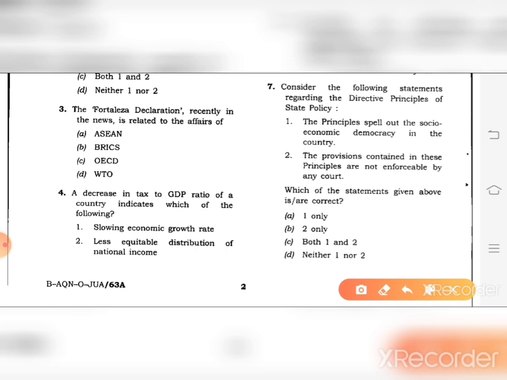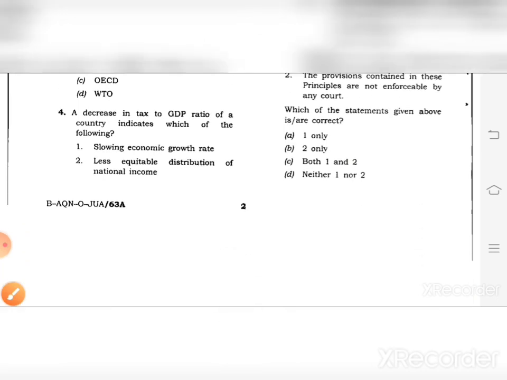This is a basic question. It is about directive principles and how we understand them. So yes, indeed, the principles are based on the socio-economic democracy of a country, and the second point is also true. The provisions contained are not enforceable. This statement is also correct. So the answer for this question is both 1 and 2. Next question.